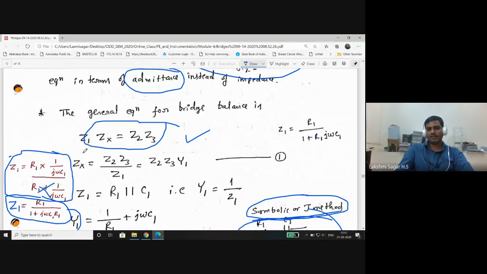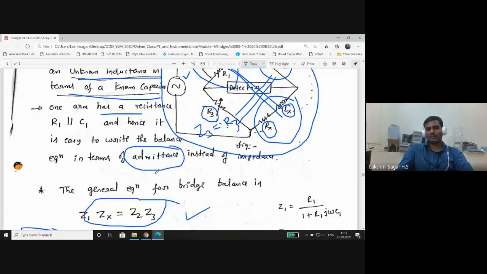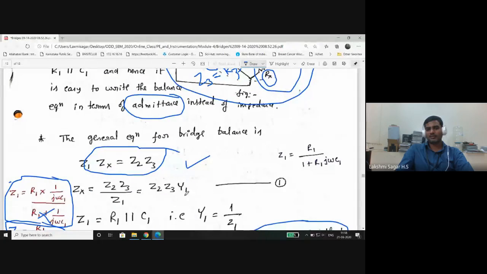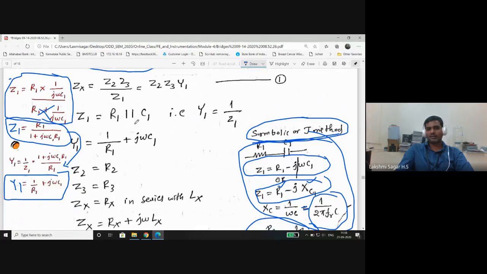See what you will get, the Zx. So this is the balance equation. So Zx we can write as Z2 Z3 by Z1. Because in Z1, C1 is connected in parallel with R1, we have to represent it in terms of admittance instead of impedance, right? So you will get Z2 Z3 into Y1. Now Z1 is R1 connected in parallel with C1, so Y1 is equal to 1 by Z1. Then what is Y1? Already I have calculated here and explained. So you will get 1 by R1 plus j omega C1.